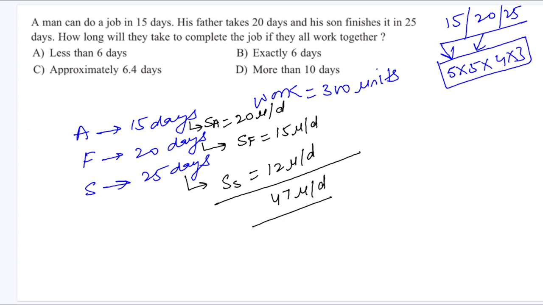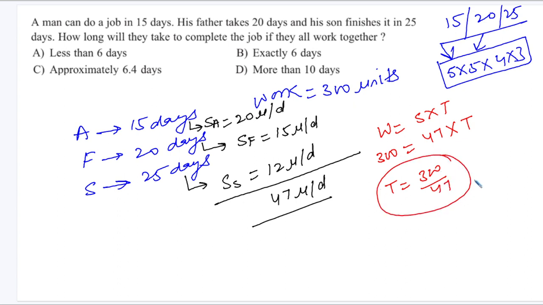Now, the combined speed of these three people is 47 units per day. So in how much time will they finish the 300 units of work? I'll again apply the same formula. The speed is 47, the work is 300. I'm looking for time. Time is 300 divided by 47. Okay, now it's again a task to calculate the number of days from this fraction. I think options can help me out here.